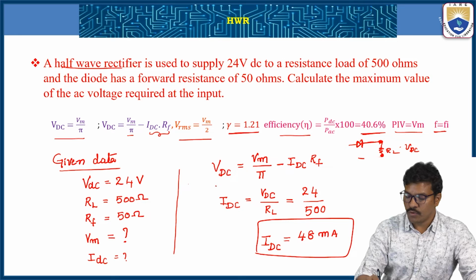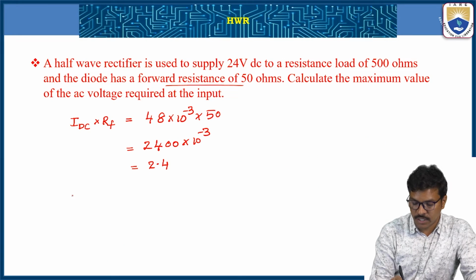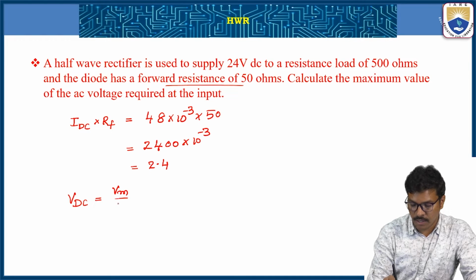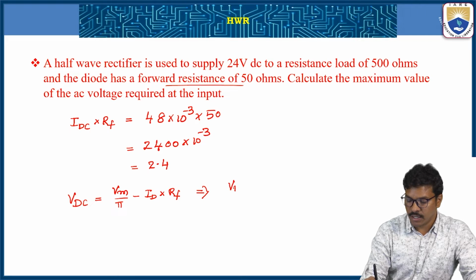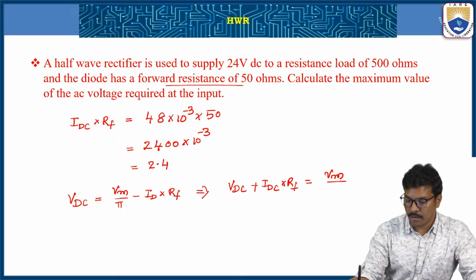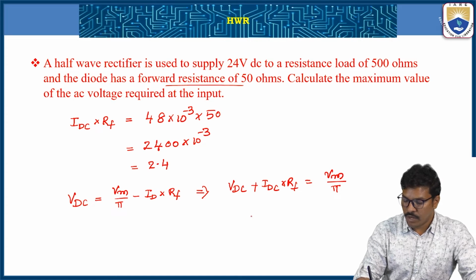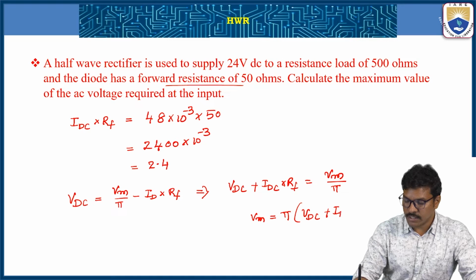formula. So we take this formula. VDC is equal to Vm by pi minus IDC into RF. But we want Vm, so rearrange this equation. VDC plus IDC into RF is equal to Vm by pi. And Vm is equal to pi into VDC plus IDC into RF.